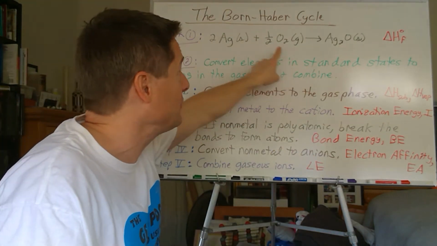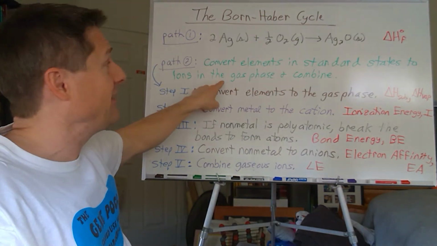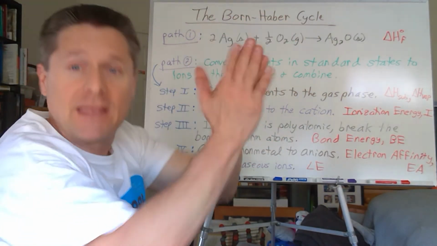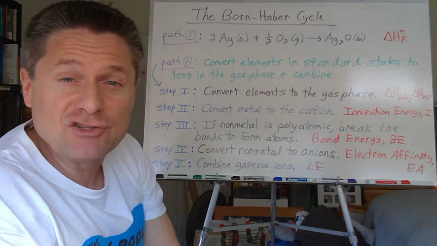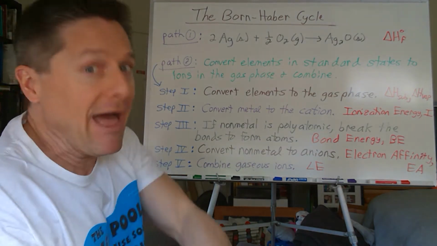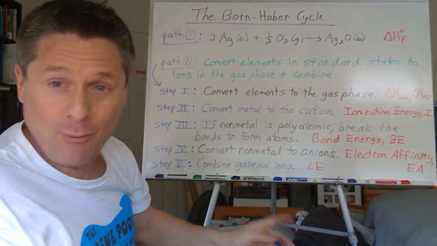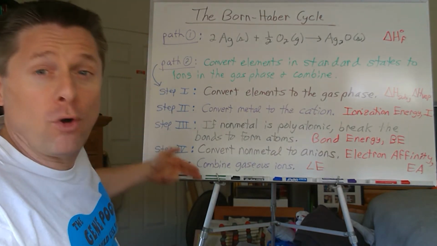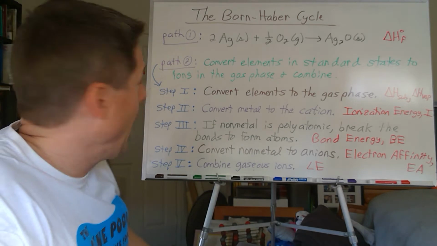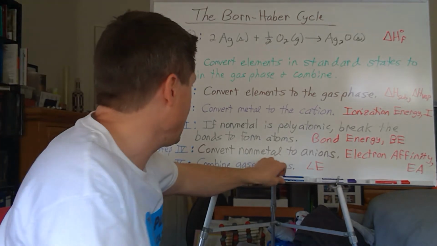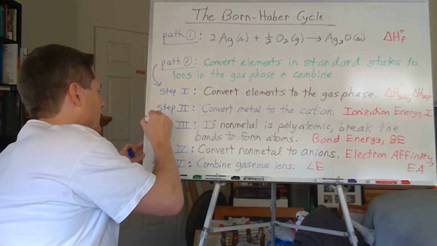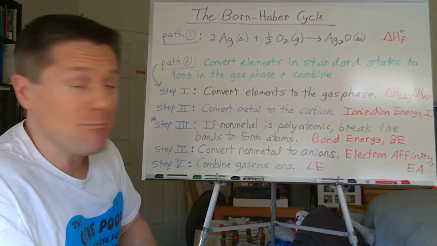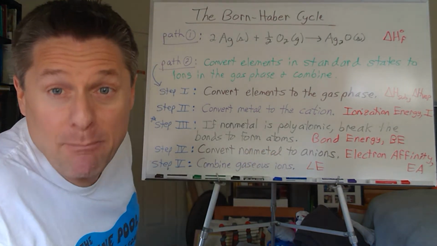We're taking the elements in their standard states, converting them to the ions in the gas phase, and then we can combine those via the lattice energy to form the solid. So that's path 2. Path 2 is a lot longer than path 1 because path 1 is always one step. So path 2 can be 4 or 5 steps. I put all 5, but step 3, I'll put a little star next to, may or may not be necessary.